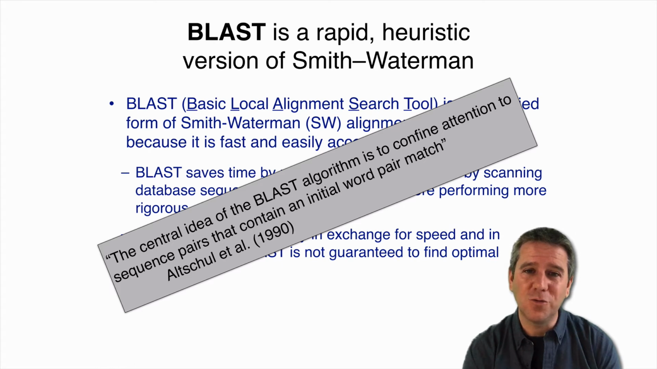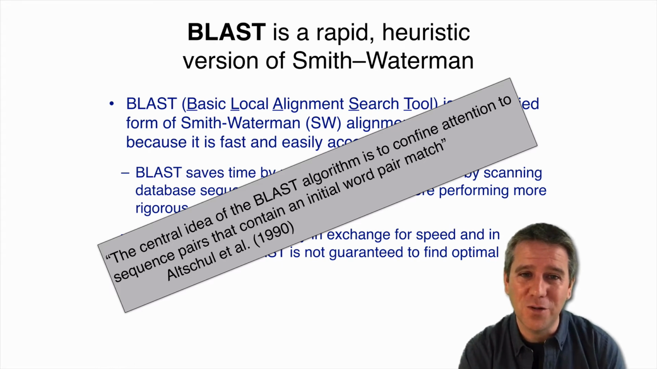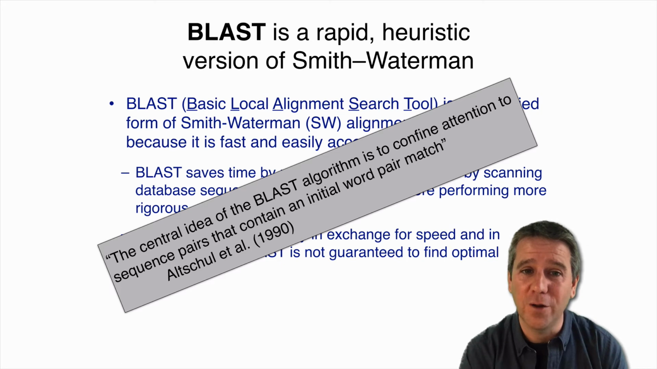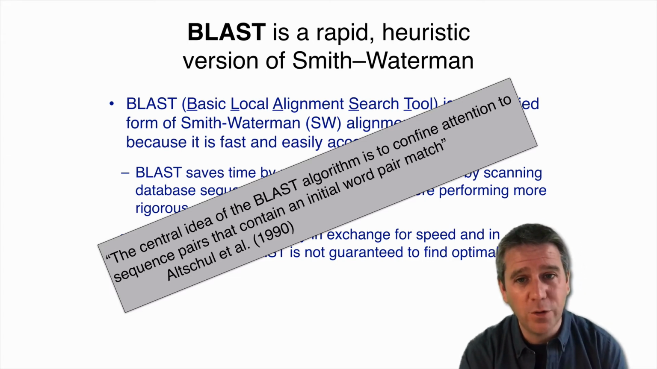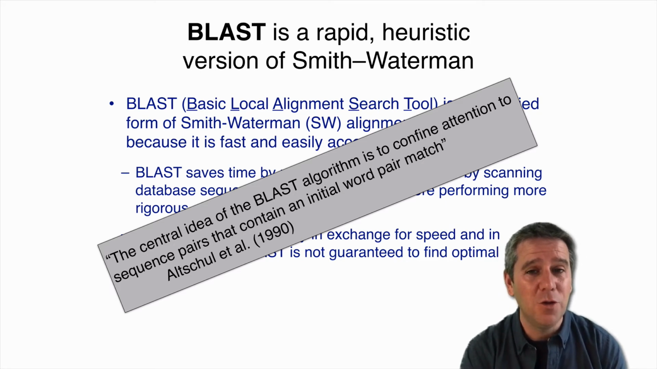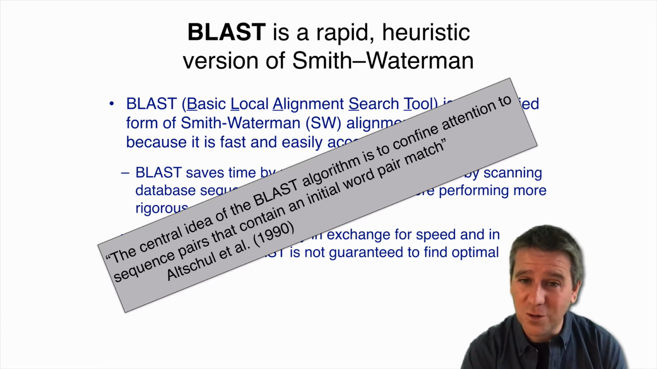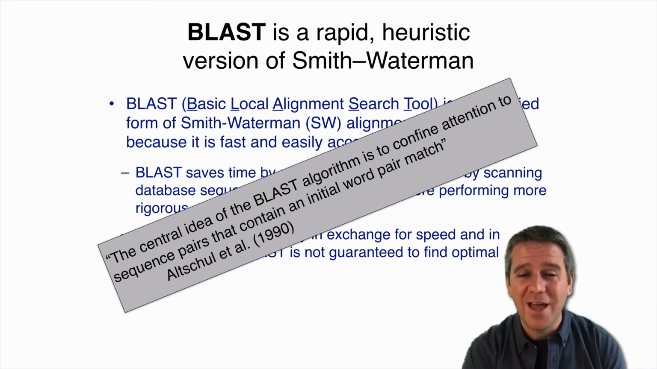So as Stephen Altschul so clearly put it, one of the original authors of this approach, the central idea of the BLAST algorithm is to confine attention to sequence pairs that contain an initial word pair match. This is just like that window approach we talked about a couple of videos back when we were first looking at dot plots, how we could speed up our dot plot approach and how we could pull out more signal from the noise, for example. We can do that with a windowing approach or a word approach, where the word is the window, or they call them k-mers or k-tuples, where k is the length of the window here in the BLAST terminology.